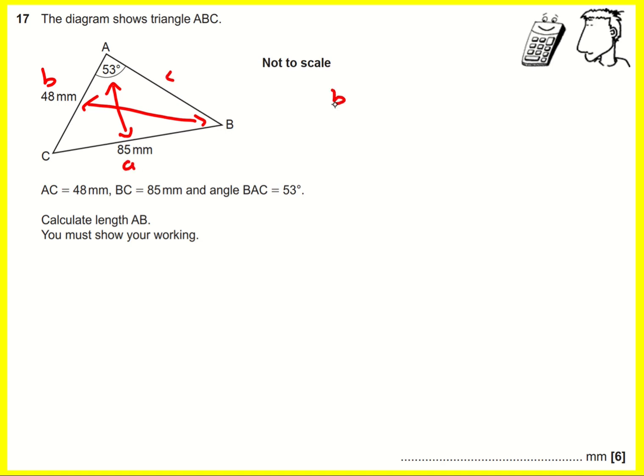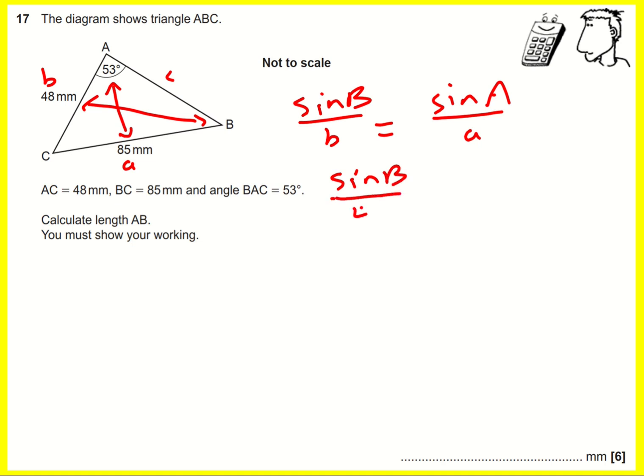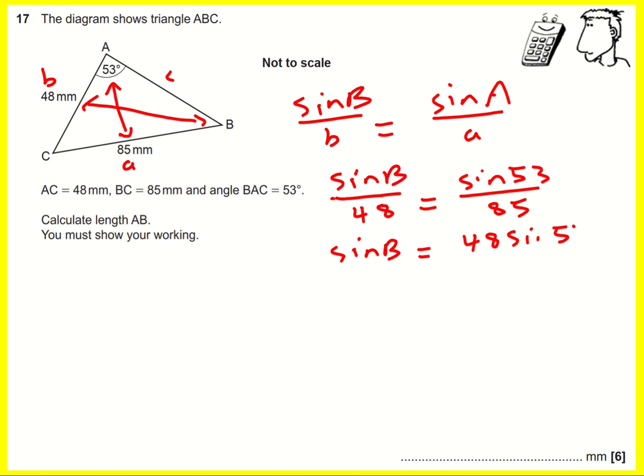So it must be that b, hold on, I'm trying to find the angle, aren't I? So sine, put the angle at the top, sine b over b is equal to sine a over little a. I'm not interested in using c for the moment, so I'm just going to leave that out of the sine rule. Therefore, sine b over 48 equals sine a, which is 53, over 85. And I can write down that sine b is 48 sine 53 over 85.